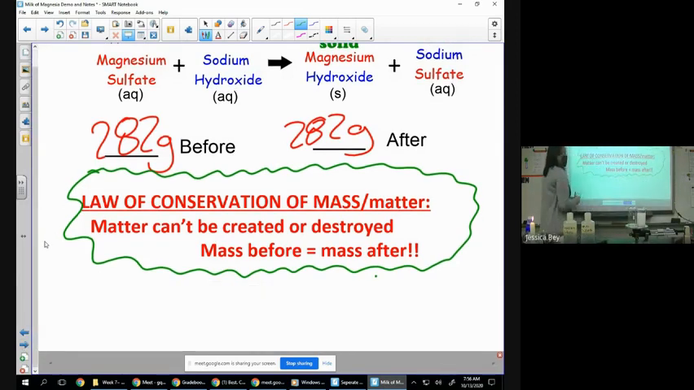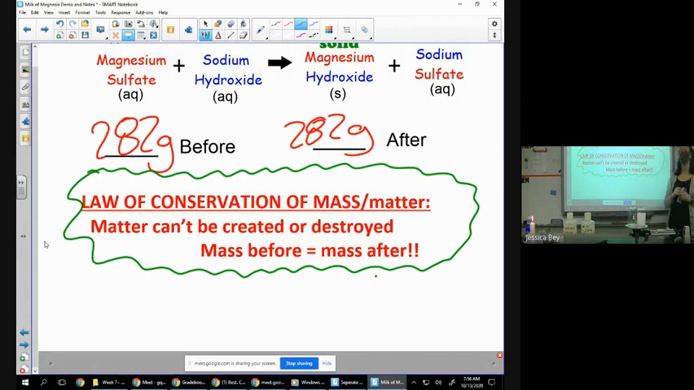Okay. Then I'm going to turn this on its head, but let's write it down first and let's see how it goes. Law of conservation of mass, or law of conservation of matter. Some people call it mass. Some people call it matter. It's the exact same thing. Matter can't be created or destroyed. It can change forms. It just can't be created and it can't be destroyed.